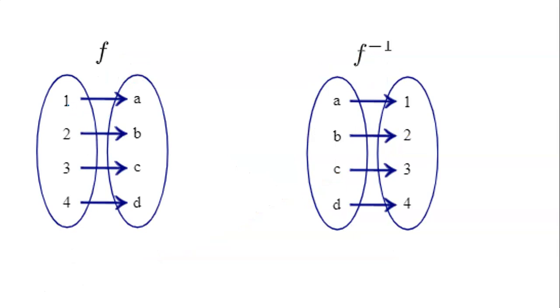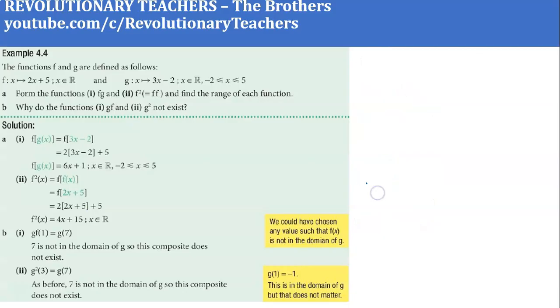See, 1 is connected to A, 2 with B, 3 with C, and 4 with D. So the inverse would be A connected to 1, B connected to 2, C connected to 3, and D connected to 4.